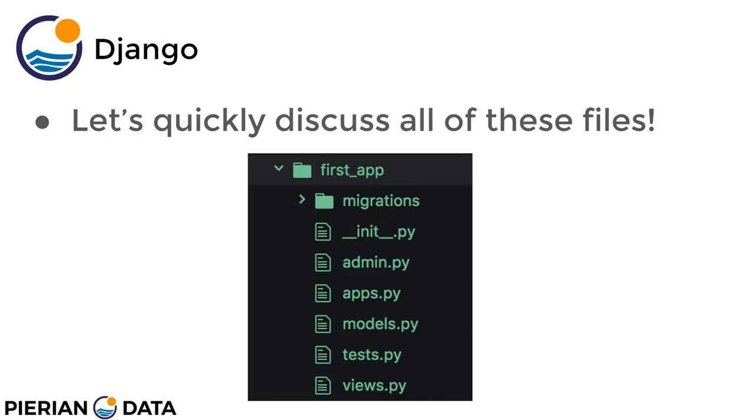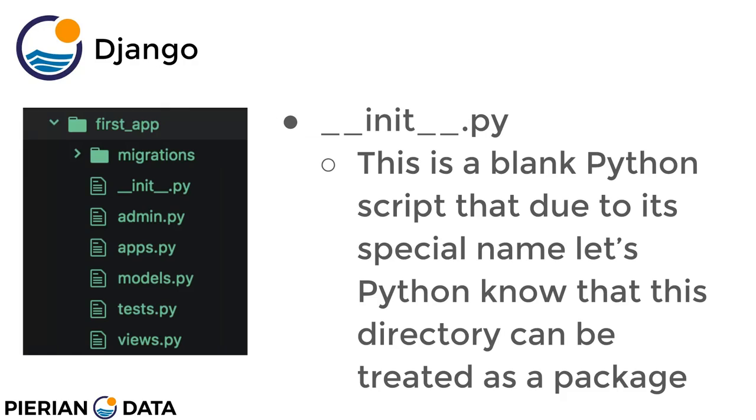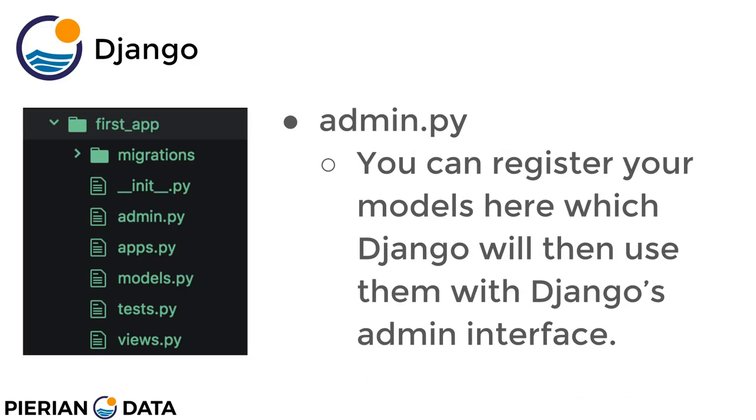Okay, so we created all those files with that startapp command. Now let's discuss what all these files are for. Here we have another __init__.py file, and that's serving the exact same purpose as we discussed previously. It's just a blank Python script that, due to its special name, lets Python know that this directory can be treated as a package.